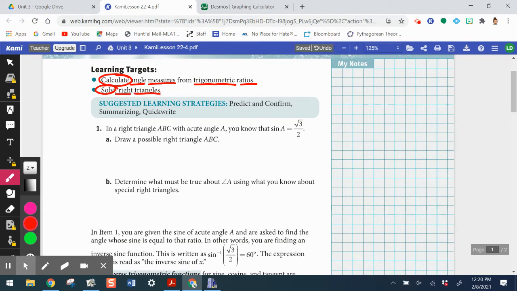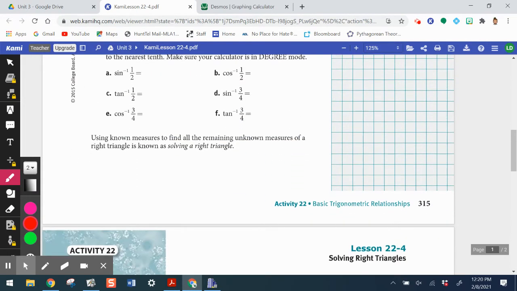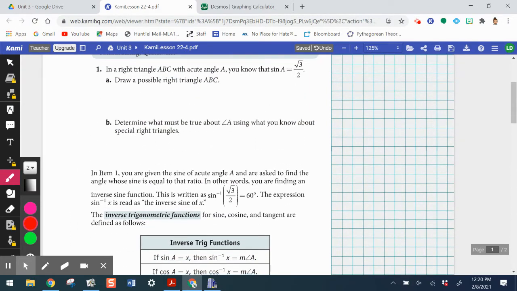So we're going to see exactly what that looks like in terms of solving a right triangle now that we're finding our angle measures. So we're actually going to chunk for this lesson items 1 and 2 together. So go ahead and draw a line at the bottom of this page 315. And go and read the text, answer items 1 through 2 before playing through the video.